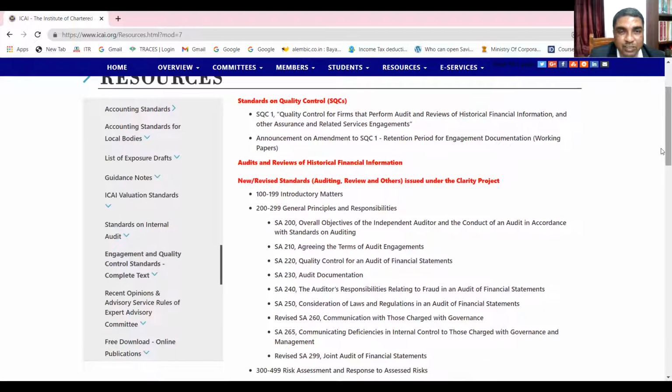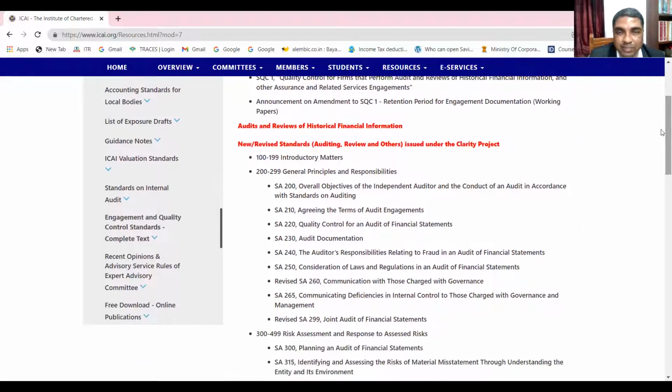Then you see the other section, new and revised standards: auditing, review, and others. This is a series of standards. Standards 100 to 199 talk about introductory matters. Another series, 200 to 299, covers general principles and responsibilities: SA 200, SA 210, 220, 230, 240, 250. Are you getting it? 230 talks about audit documentation, and 200 talks about overall objectives.